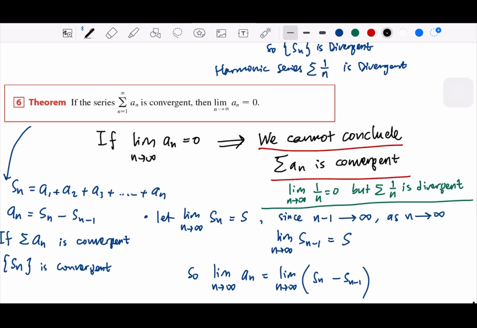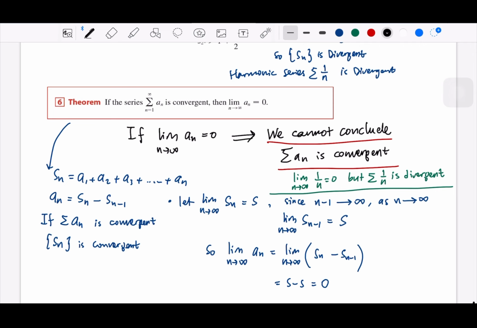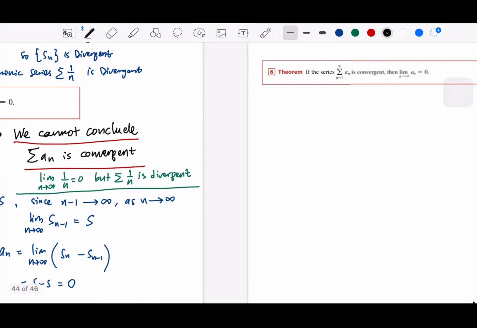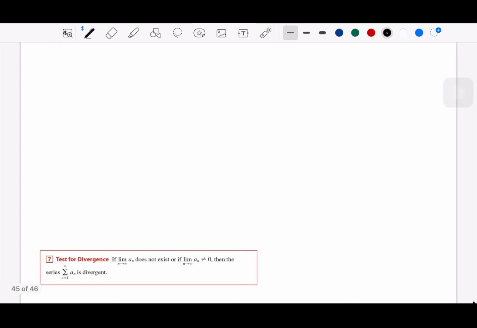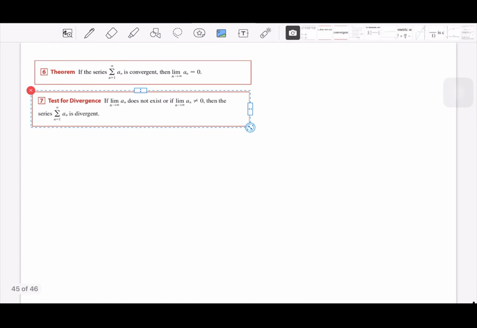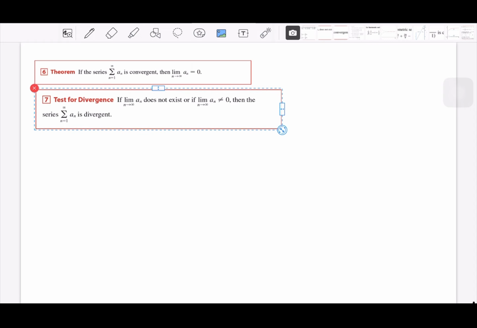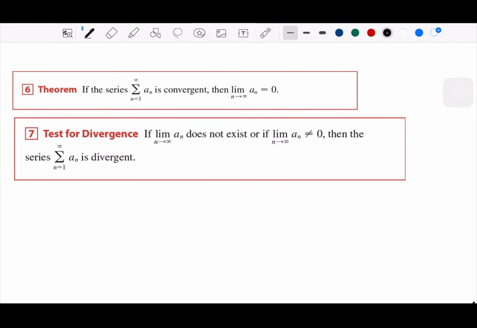Okay, now let's take another step. Now we take the second theorem, which we call the test for divergence. In the chapter on series, especially for series, we are going to talk more on how to test whether a series converges or diverges. So the first test we call the divergence test.